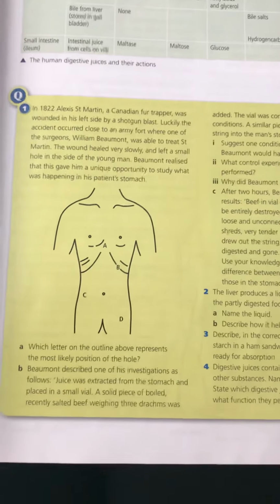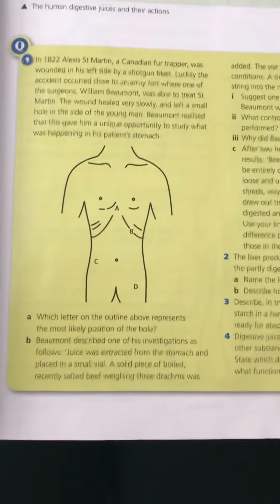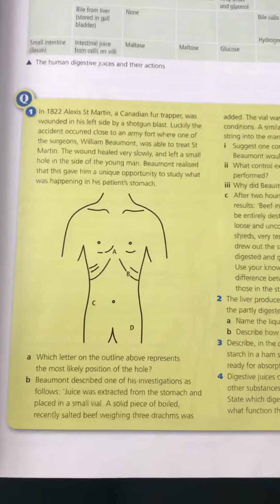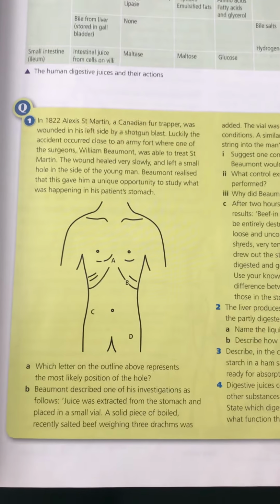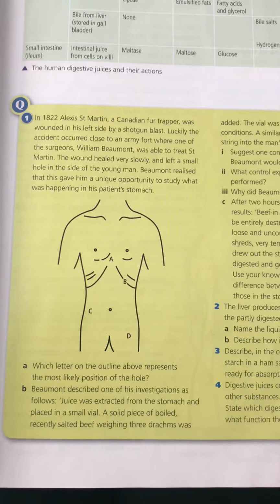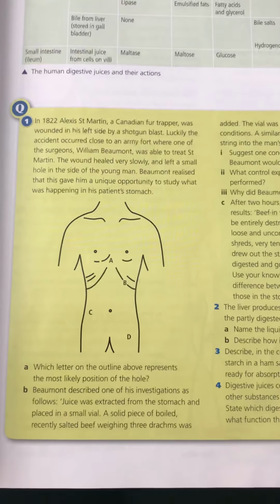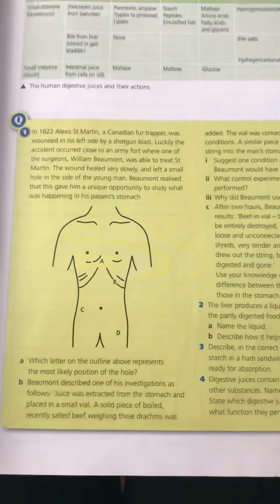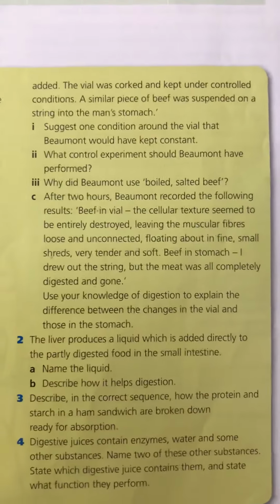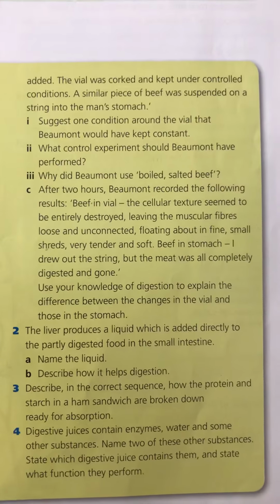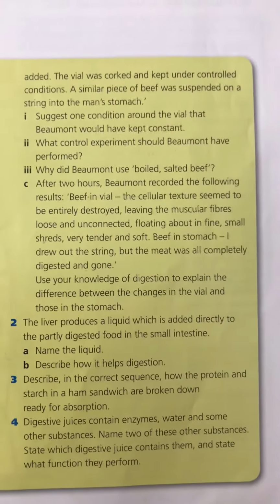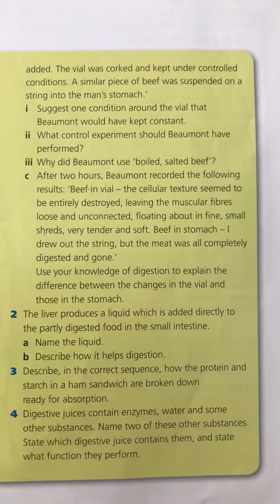Now, a little bit more interesting maybe as a question. This guy described that juice was extracted from the stomach and placed in a small vial. A solid piece of boiled, recently salted beef weighing 3 drachms, that's an old measurement of weight obviously, was added. The vial was corked and kept under controlled conditions. A similar piece of beef was suspended on a string into the man's stomach.